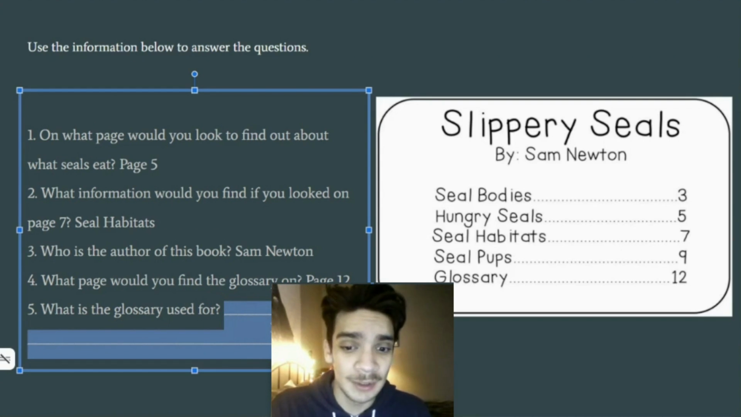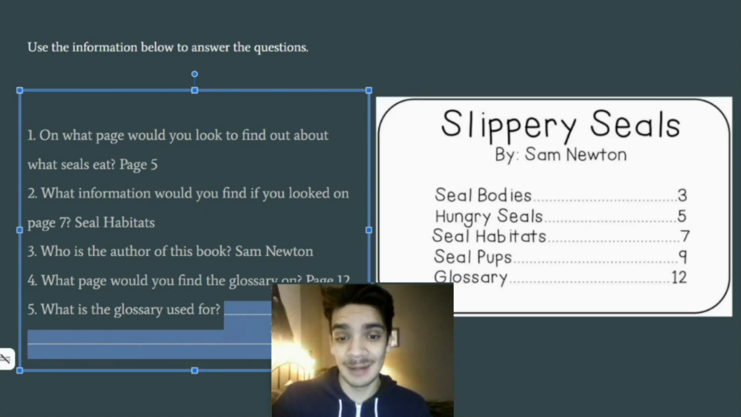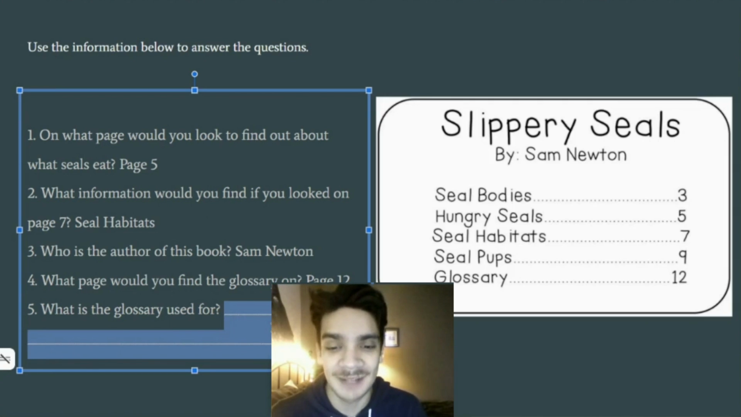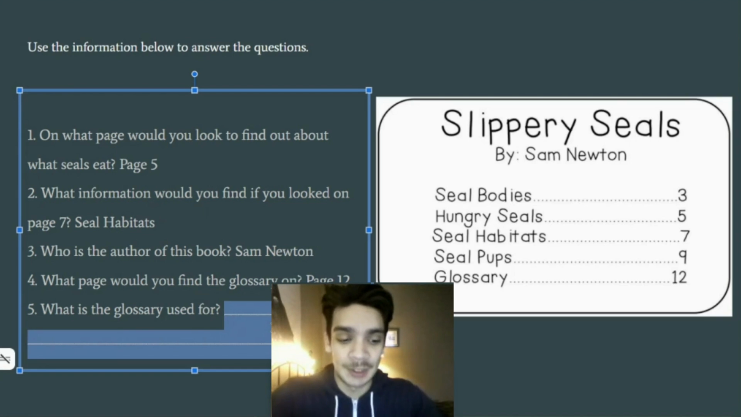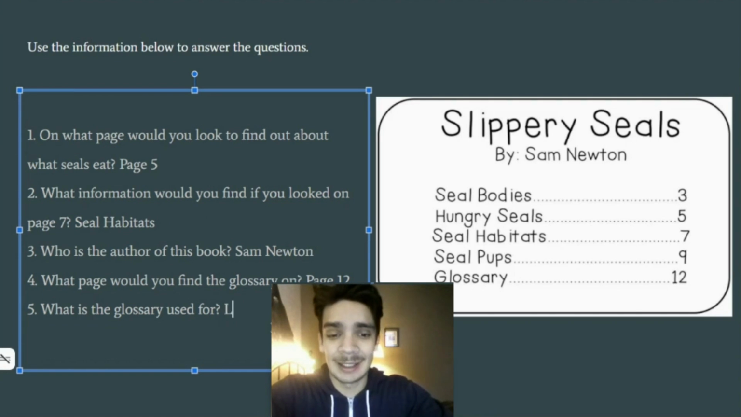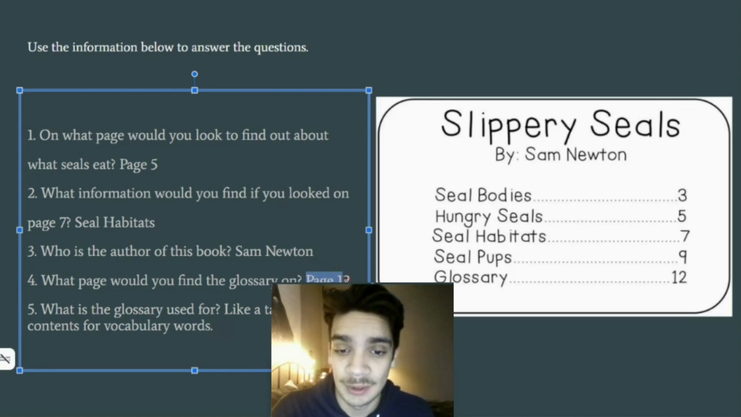So the glossary is kind of like a table of contents, but in the back. And the glossary is going to tell you what words were used, what they mean, and where they were found. So in one way, it's kind of like a table of contents, but instead of telling us general ideas, it's going to tell us about specific vocabulary words. So the glossary is like a table of contents for vocabulary words. And we already said that that would be found on page 12. Let's move on to another one.